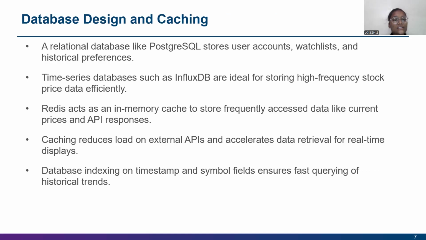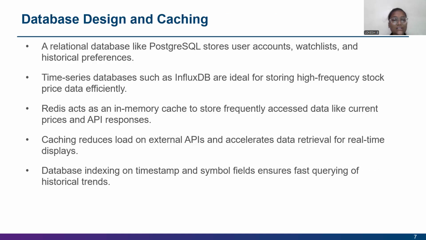And the database design and caching. A relational database like PostgreSQL stores user accounts, watch lists, and historical preferences. Time series databases such as InfluxDB are ideal for storing high frequency stock price data efficiently. Caching reduces load on external APIs and accelerates data retrieval for real-time displays. Database indexing on timestamp and symbol fields ensures fast querying of historical trends.